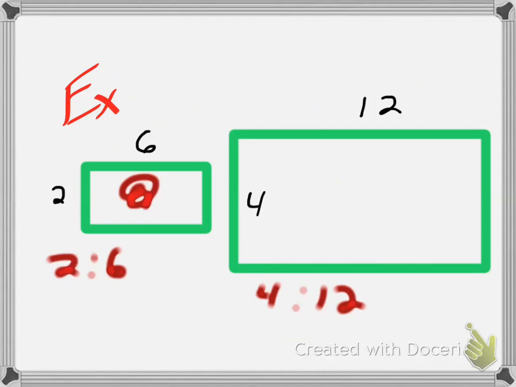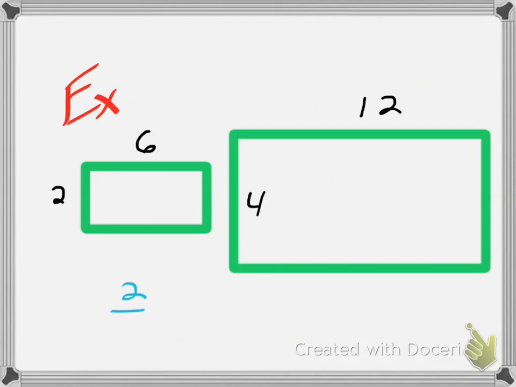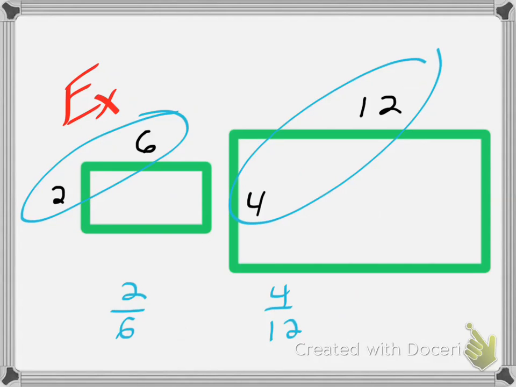Now we can rewrite this. Instead of putting 2 to 6 and 4 to 12, we're going to write them as proportions. So let me get a different marker here. This one is 2 to 6, and this one is 4 to 12. We want to see if these are proportional. In other words, we want to see if comparing these two numbers is the same thing as comparing these two numbers. Let's check it out.